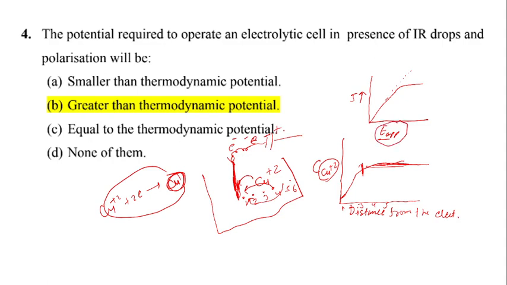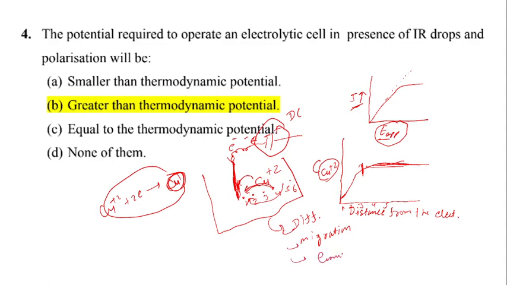How can you increase your potential? From your battery, from your DC source. You are increasing your potential, but after some time I will not increase. It is because some copper ions need to come here, and there are many effects like diffusion, then migration, and one more, convection.